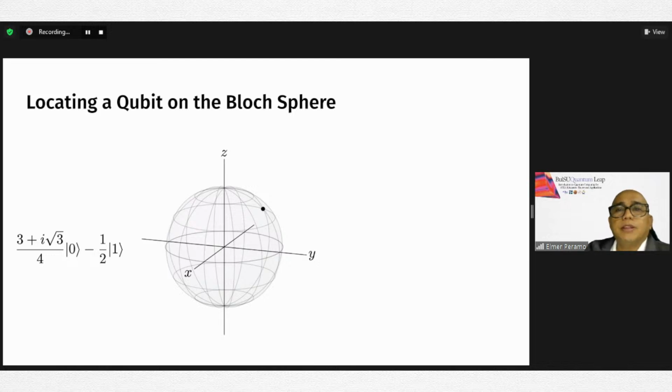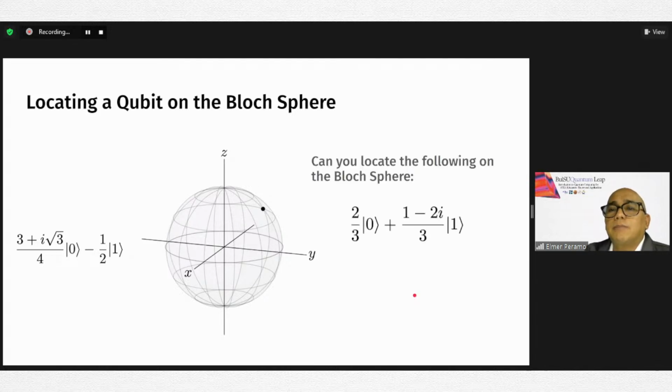So, locating a qubit on the Bloch sphere. How do we do this? Can you locate the following on the Bloch sphere? For example, given this one, that's 2/3, and we have already computed this. This is 4/9 and 5/9. So 5/9 is greater than 4/9, meaning that this point should be nearer the South Pole. Okay? This point should be nearer the South Pole.